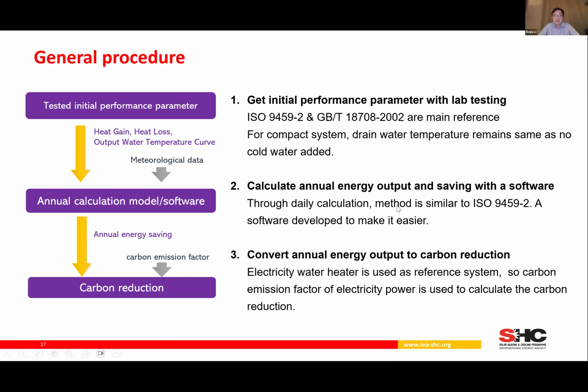The second step is to calculate the annual energy output and saving with simple software. This software can calculate the daily energy gain, and the method is similar to ISO 9459, just modified to suit the compact system. The third step is to convert the annual energy output to carbon reduction. We use the electric water heater as a reference system, so the carbon emission factor of electricity power in China is used to calculate this reduction.